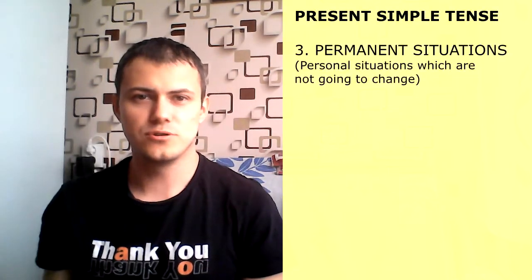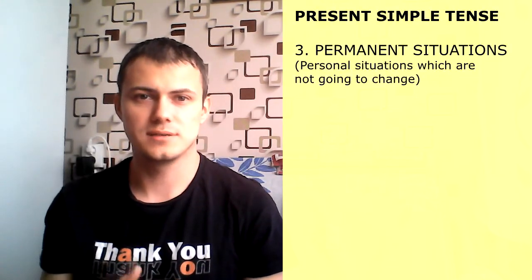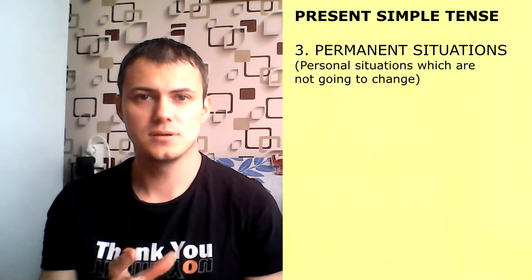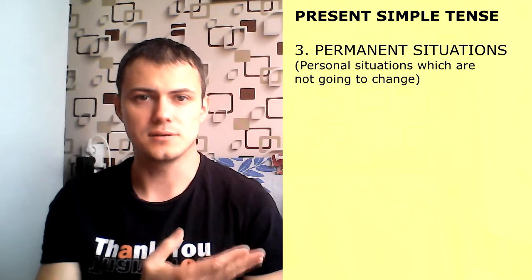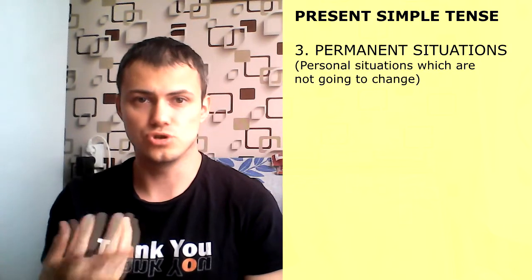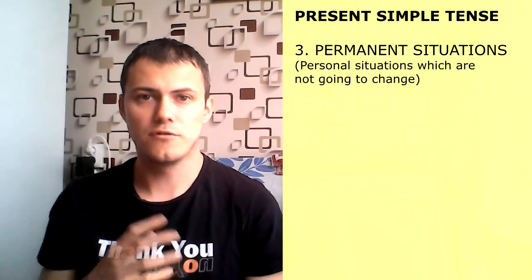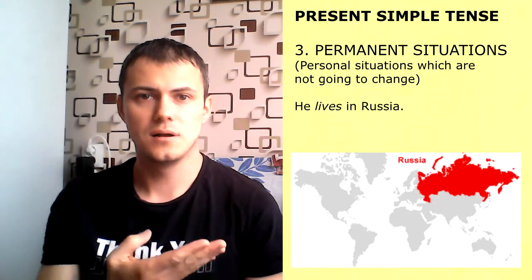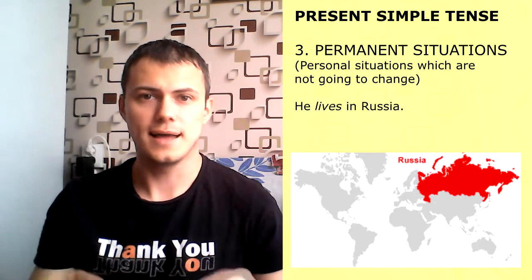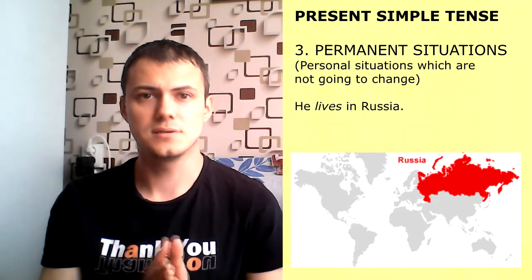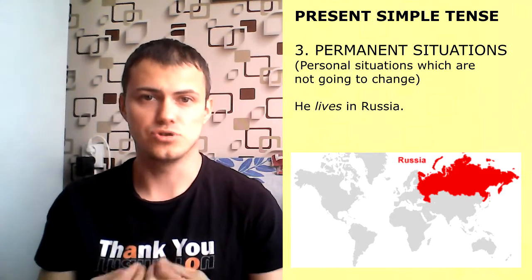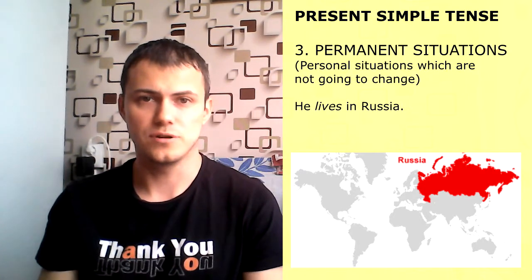Well, let's move on to the third case of using the present simple tense in English sentences. Permanent situations. These are situations which are not going to change in the future, usually. For example, he lives in Russia. This is not a temporary situation. This is a situation that is not going to change in the future.